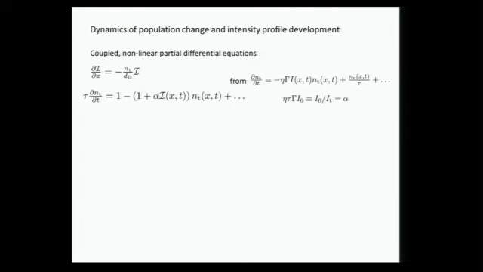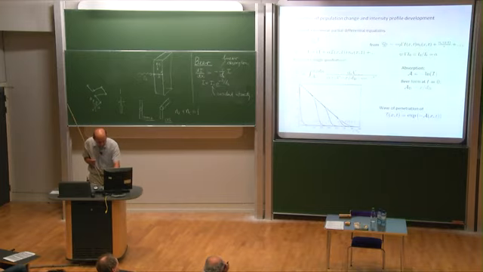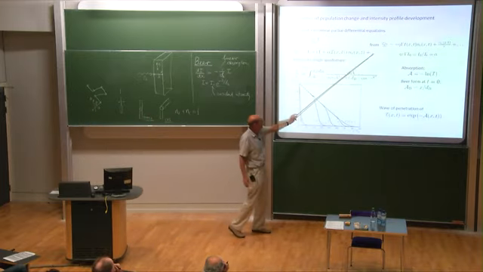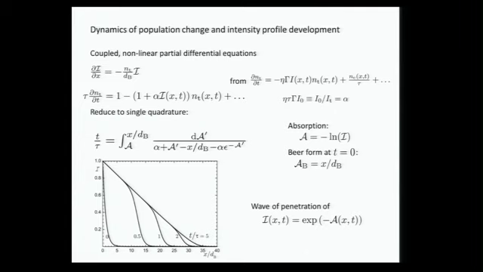I have a pair of nonlinear coupled partial differential equations, and I can reduce those in this simple case, at least, without the optical back reaction to a simple quadrature. And the quadrature is in terms of this absorption, which is minus the log of this intensity. And the absorption is the vital thing in light.